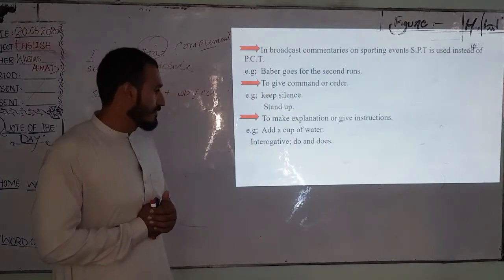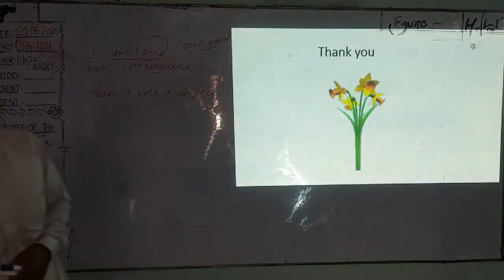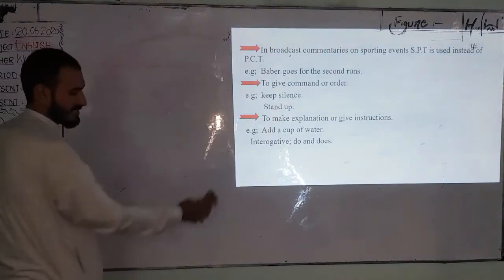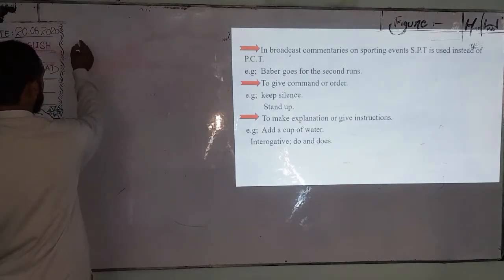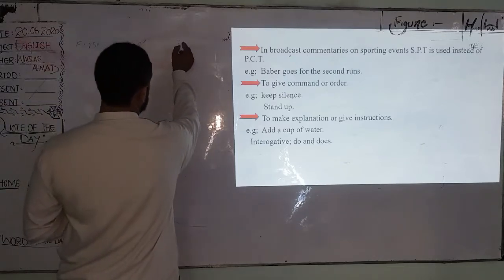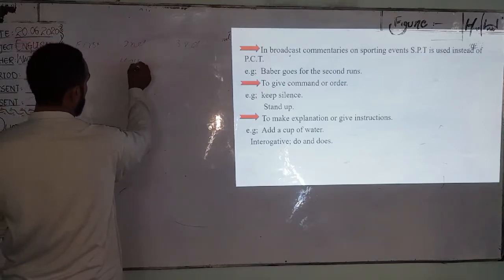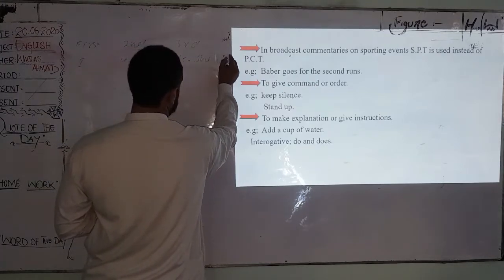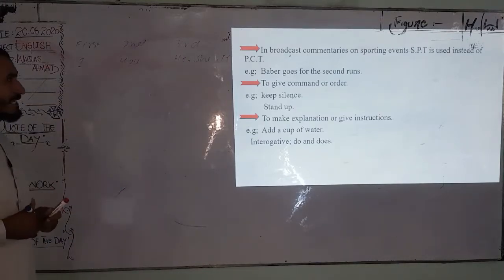Interrogative: in simple present tense, we use do and does for the interrogative. We have three persons in English. First is I, second is you, and third is he, she, it.